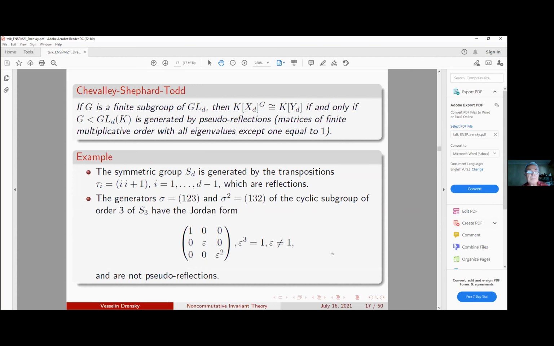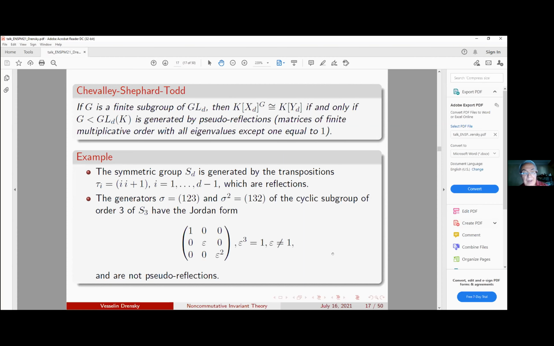So I shall add one more theorem by Chevalley, Shephard and Todd, which states that if we have a finite group, then the algebra of invariants is a polynomial algebra, so there are no relations between the minimal set of generators, if and only if the group is generated by pseudo-reflections. Pseudo-reflections are matrices of finite multiplicative order, such that all eigenvalues are 1 except one. In the case of reflections, this extra eigenvalue is minus 1; in the general case, it's simply a root of 1.